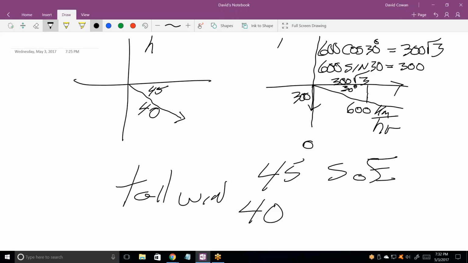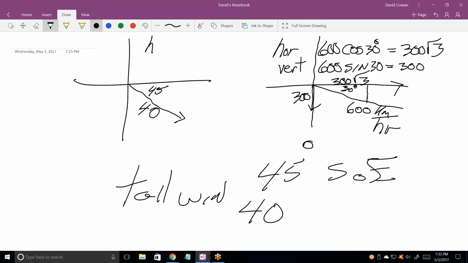Let's label these. That's the horizontal, that's the vertical. Or the x component and the y component. And notice the y component is negative. By negative, I mean it's going down on the vertical axis. Negative is down, positive is up. On the horizontal axis, positive is to the right, the east. Negative is to the left, the west. Right.